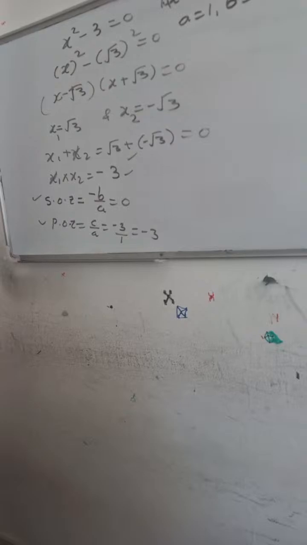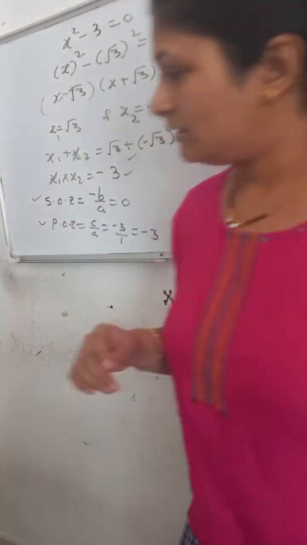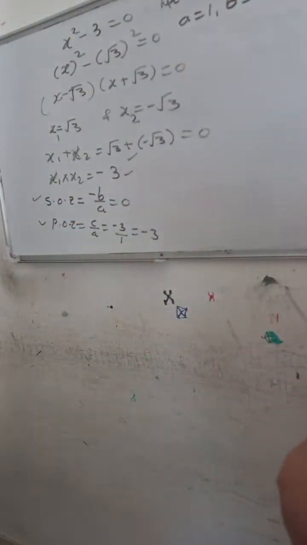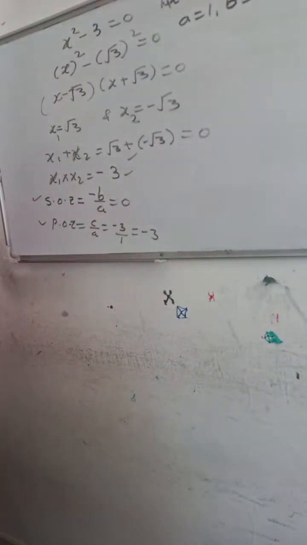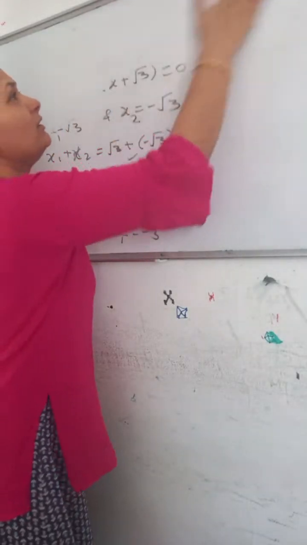Okay, first zeros are given. First is root 2 comma 1 by 3, and another is minus 1 by 2 and plus 1 by 2. Okay, solve this. So we have to find out the quadratic polynomial here, and the zeros are given. First one I will take root 2 and 1 by 3.